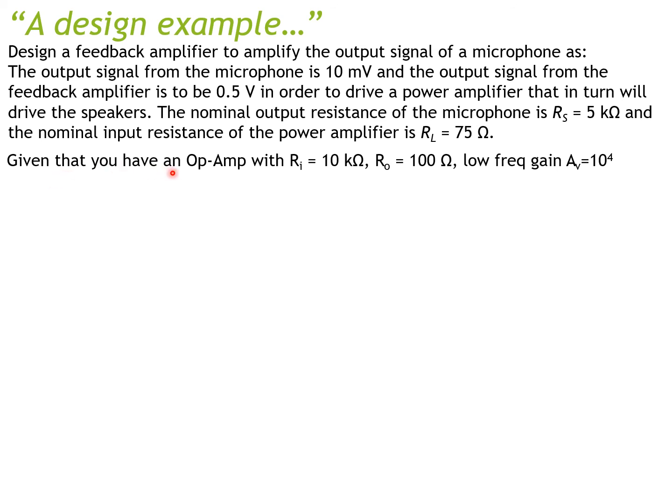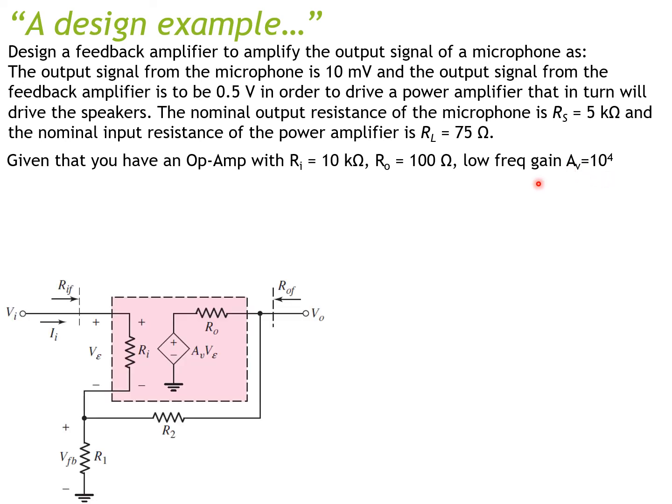So given that you have an op-amp with some spec in here, the input resistance of the op-amp is going to be 10 kilo ohm. Output resistance of the op-amp is going to be 100 ohms, and the low frequency gain is going to be 10 to the fourth. Here I give you the small signal equivalent circuit of using the op-amps.